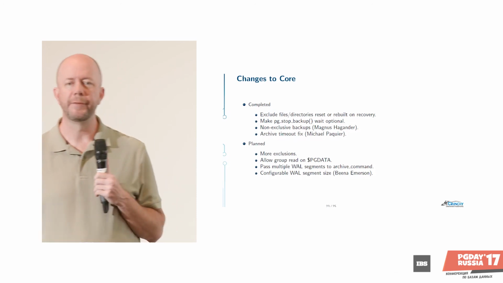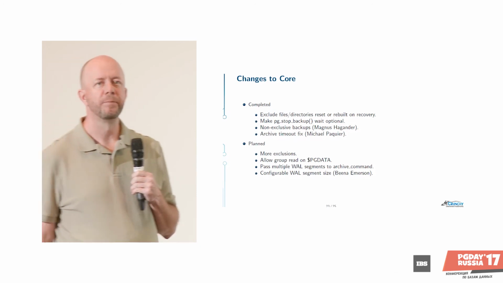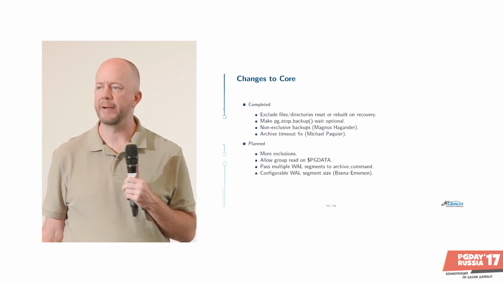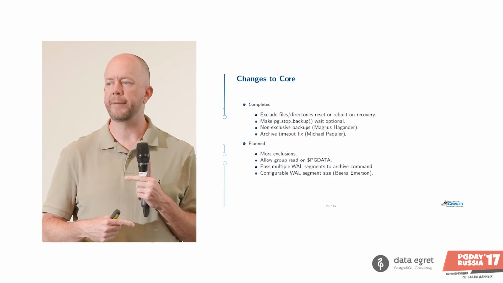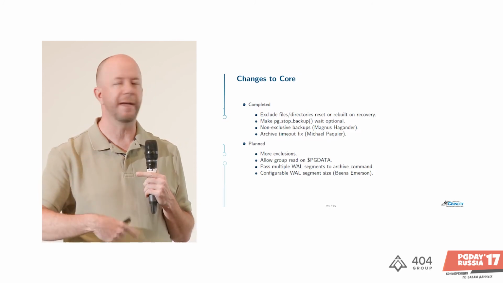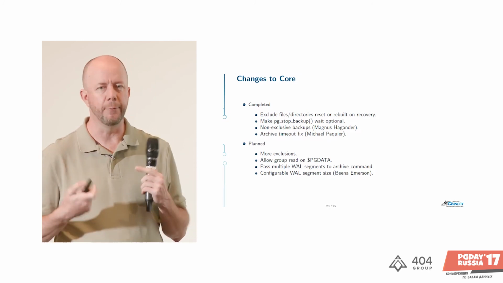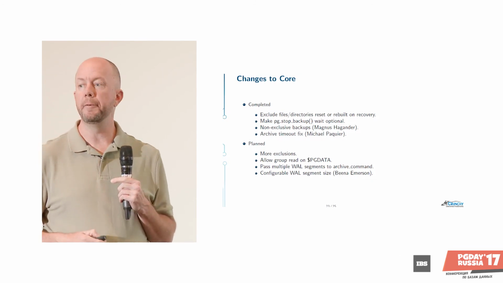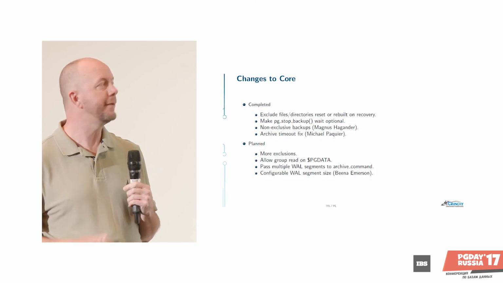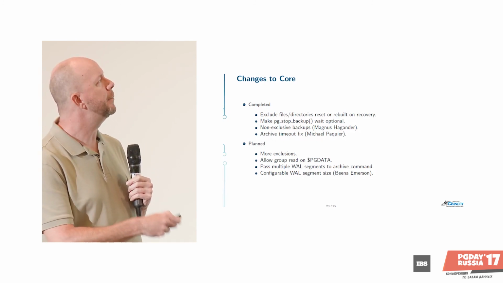Non-exclusive backups. This was actually written by Magnus, but I reviewed and tested it to make sure it works. This is a great feature. It allows you to run multiple backups at the same time. So you can run BackRest and a base backup, or two base backups, or whatever. It used to be that base backup used this API, but it was internal only. External tools could not use it. Now they can.